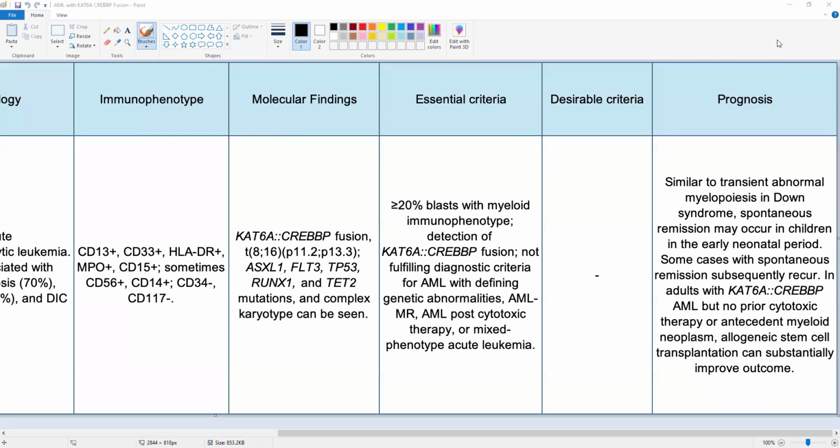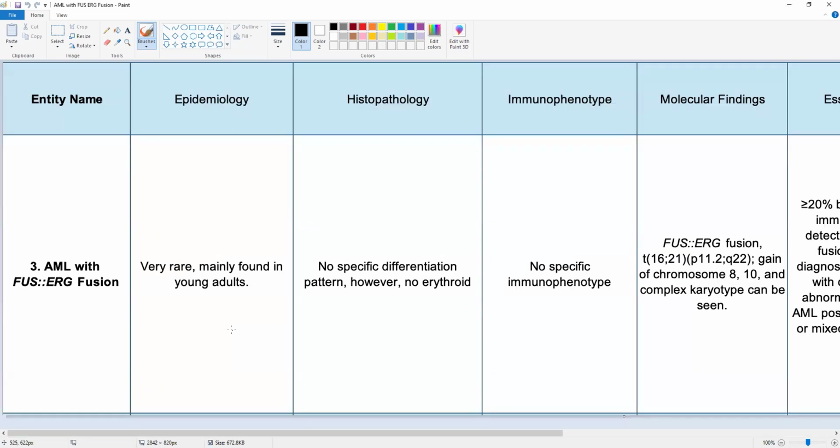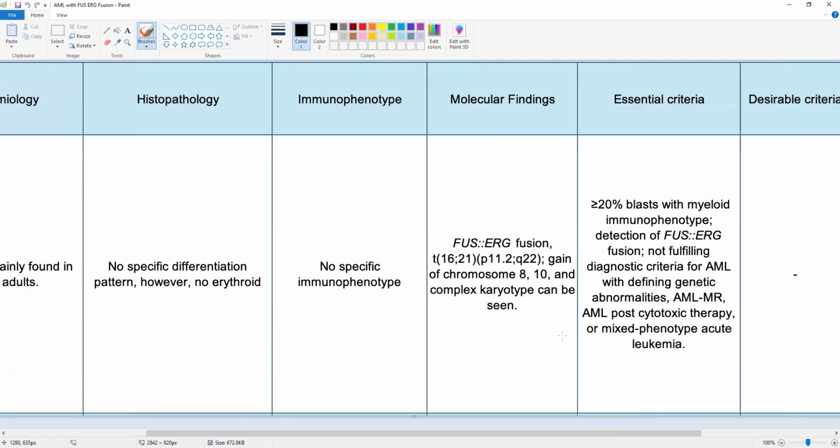Now I'm going to discuss AML with FOS-ERG fusion. It's a very rare entity, mainly found in young adults. There is no specific morphologic differentiation pattern. However, no erythroid leukemia is seen, or no erythroid differentiation is seen in this entity. It doesn't have any specific immunophenotype.